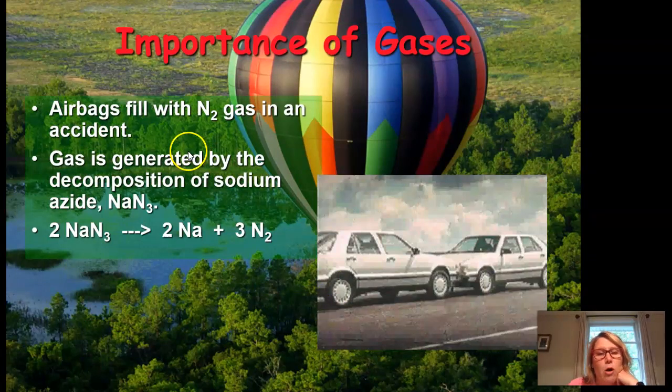This is one example: airbags. If you didn't know this, the gas inside of your airbag is actually nitrogen. And the reason nitrogen is put into your airbag and not oxygen is because oxygen is flammable and nitrogen is not. So if you've ever been in a car accident and the airbag is inflated, the N2 is what inflates the bag.